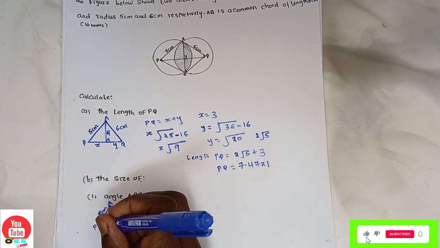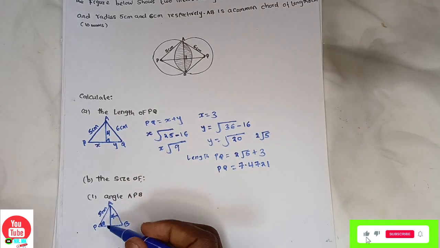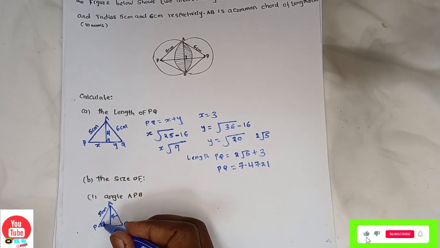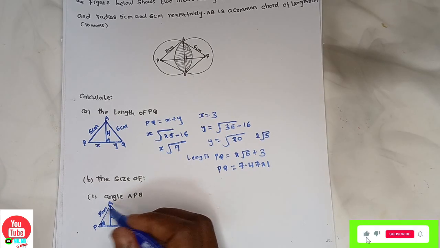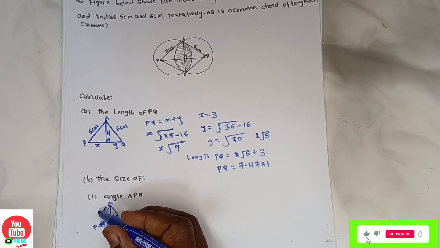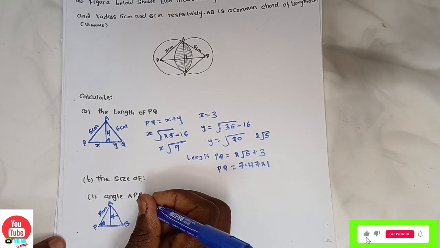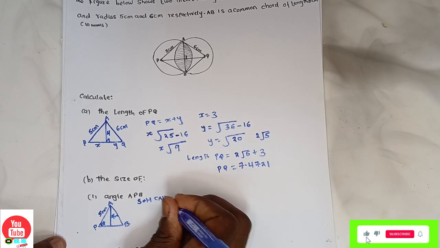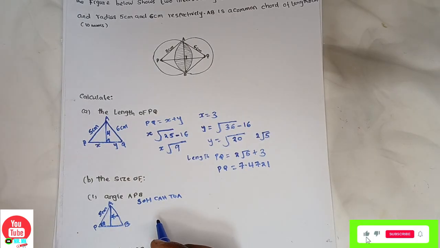Now how do you get the size of this angle? Let's say here is theta. For this angle, which one is opposite? 4 is opposite. Now we have opposite, we have hypotenuse, but you don't have adjacent. You use this formula, SOHCAHTOA, to get it.